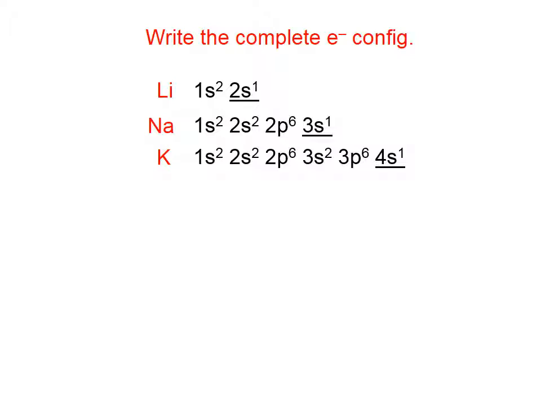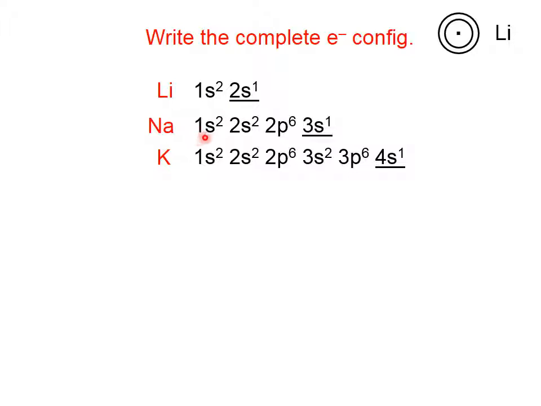Now, you should have learned in your studies of atomic structure that this coefficient out front, this 2 here, or this 1 here, represents the energy level that the electrons are in. So lithium has 2 energy levels of electrons. There's the first one, there's the second one.